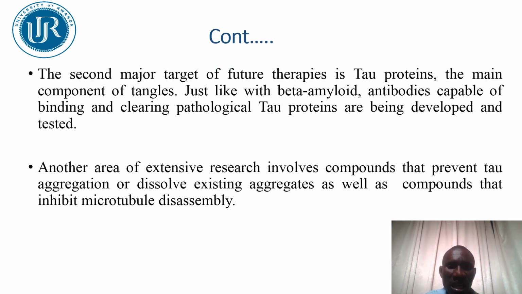The second major target of future therapy is tau proteins, as earlier mentioned. The main component of tangles is the tau protein. Just like with beta amyloid, antibodies capable of binding and clearing pathological tau proteins are being developed and tested. Another area of extensive research involves compounds that prevent tau proteins from aggregating. And so, once this is able to be developed, this will prevent the occurrence or emergence of Alzheimer's disease.